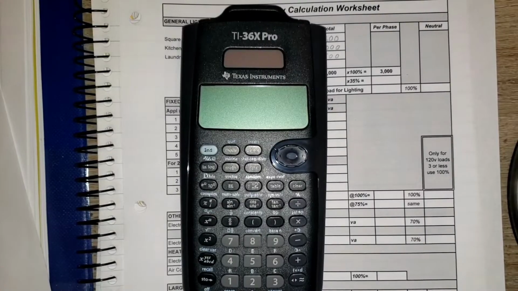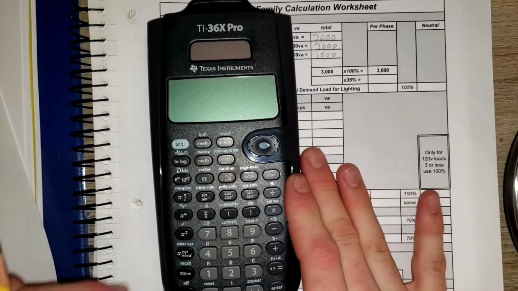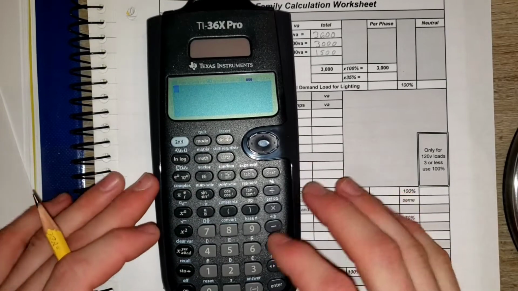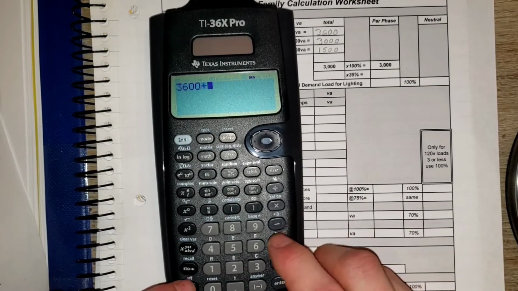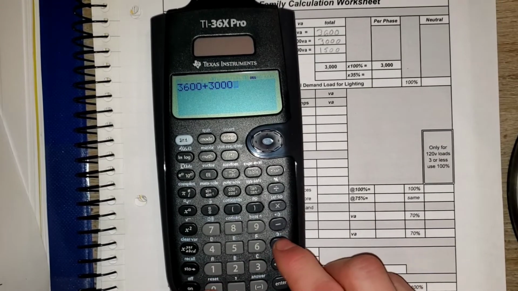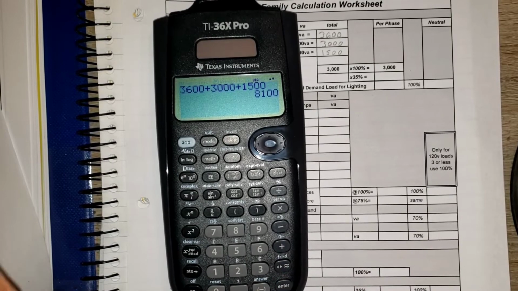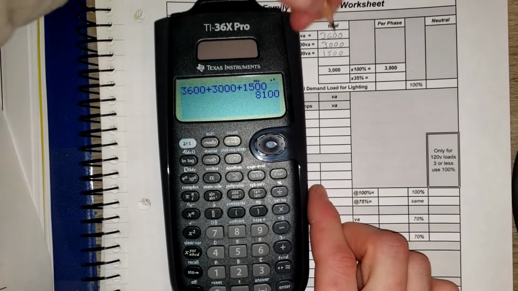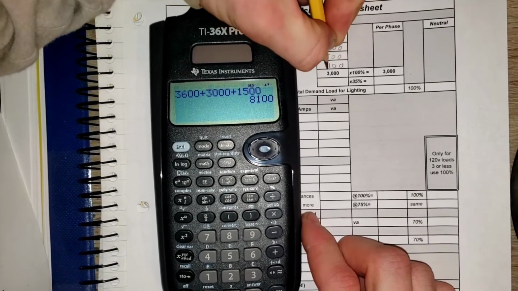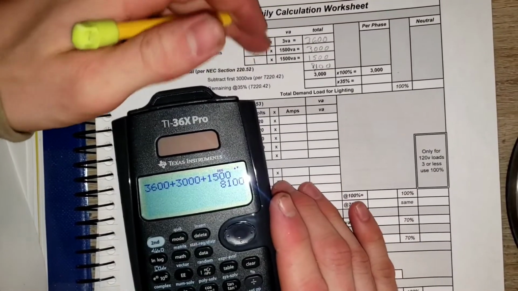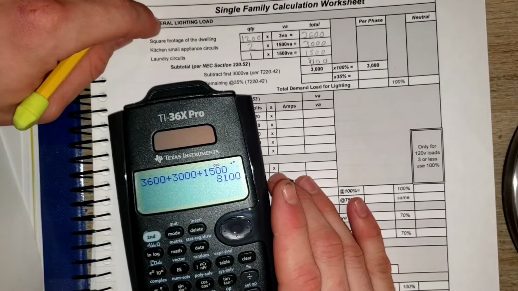Okay, so let's do that. It might be easy to do this in your head, but I highly recommend doing it on a calculator. No mistakes. So we're going to punch in those numbers: 3,600 plus 3,000 plus 1,500. We got 8,100. So 8,100 is the total volt amps of all that added together. That is your general lighting load.